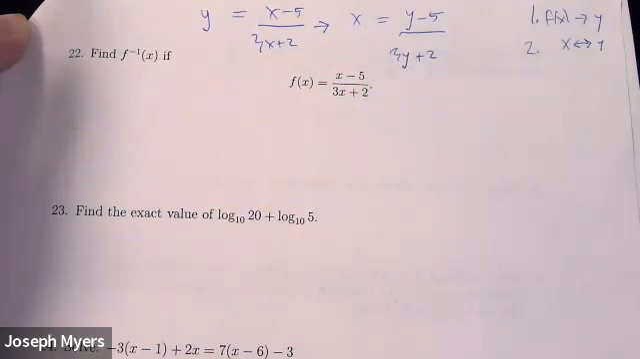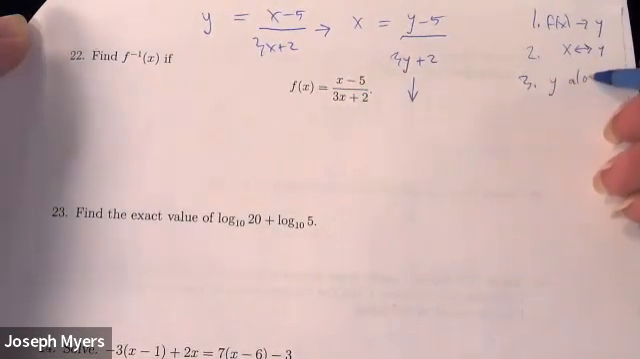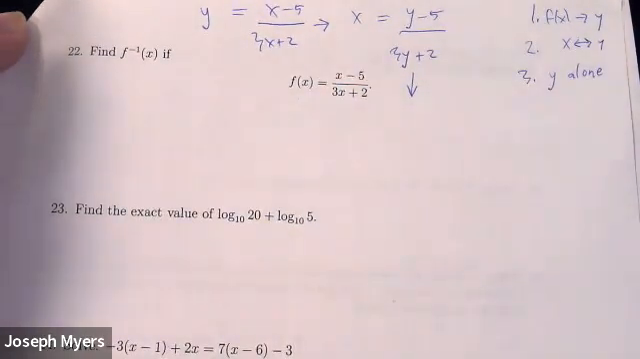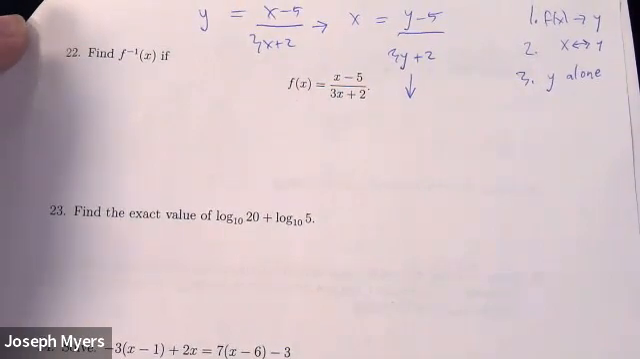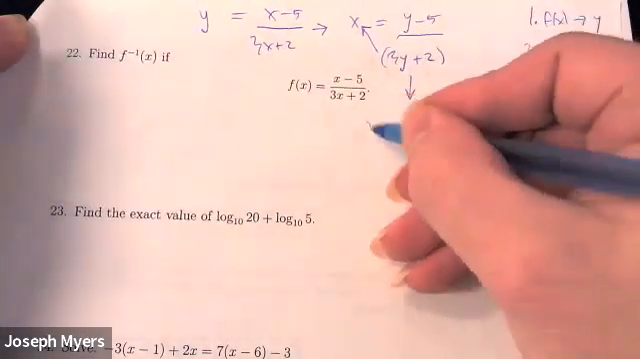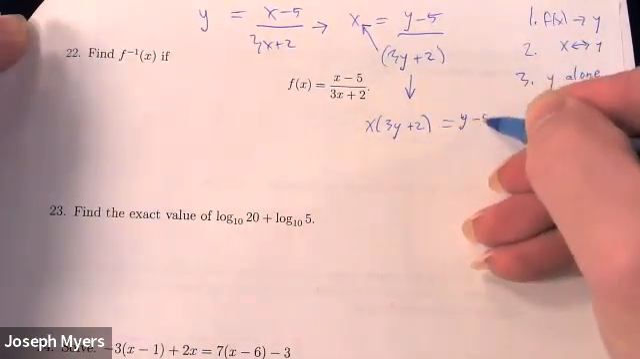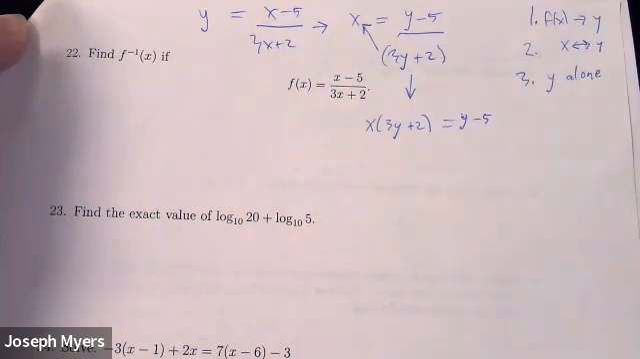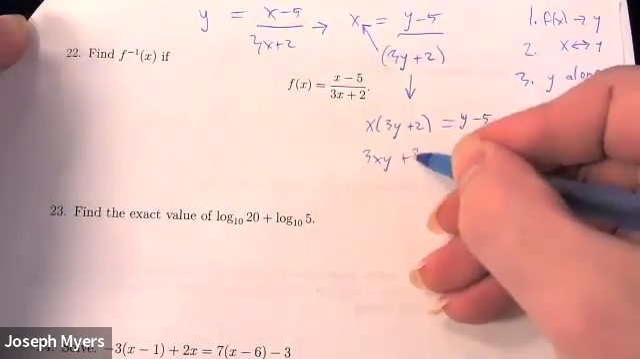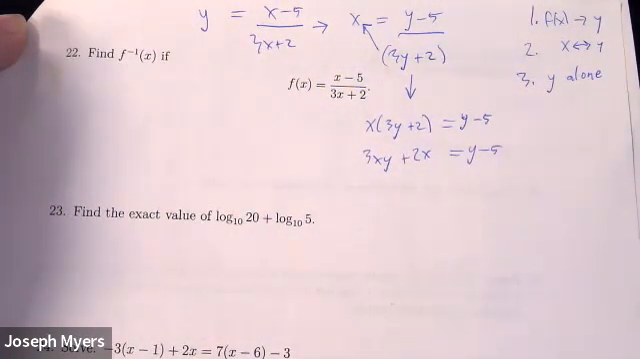The third step is you have to get y alone. To do that, you'll have to cross multiply the bottom of the fraction times the left side. So you're going to do x times (3y plus 2) equals y minus 5. Then you distribute the x, so you get 3xy plus 2x equals y minus 5. And then you have to get y alone, so put the terms with y on the left side and anything that doesn't have y on the right side.